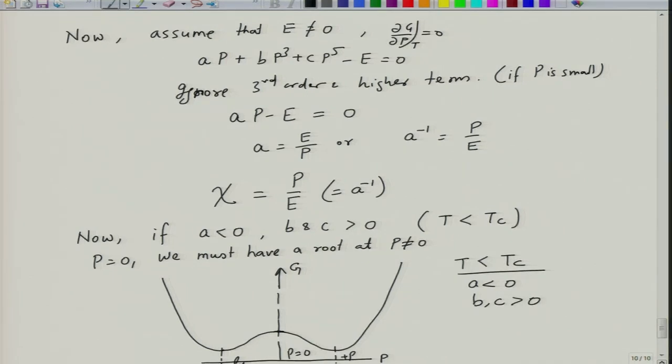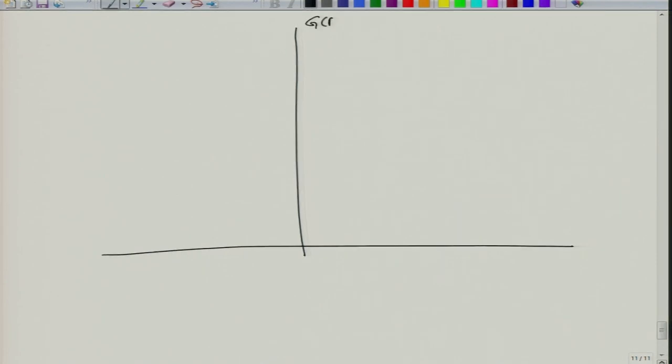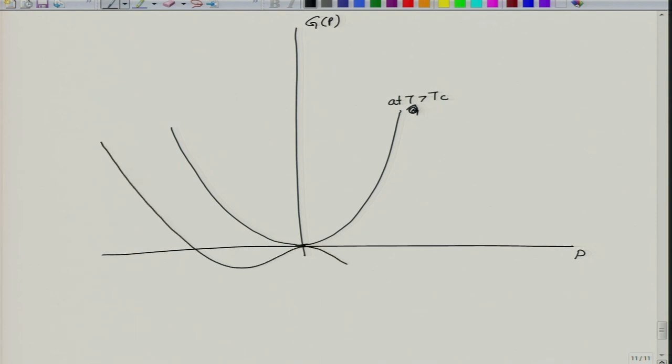And basically this is manifested in this fashion. So if you now put the two curves together, let's say we plot G as a function of polarization, and this is polarization. The first thing that we drew was like this, right? This is G, this is the curve at T greater than TC when we have one root. What happens when you decrease the temperature to T less than TC? We have a situation which is like this, which is at T less than TC.